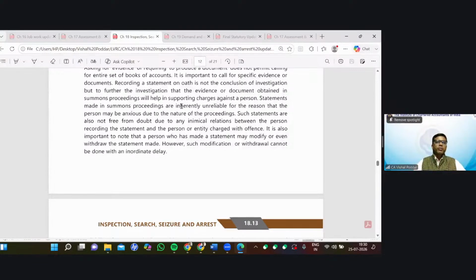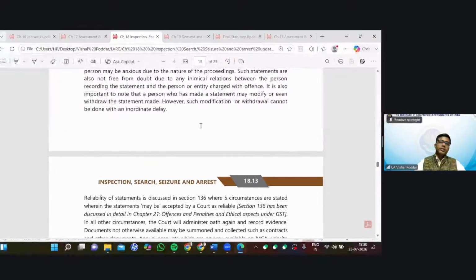Statements made in summons proceedings are inherently unreliable for the reason that the person may be anxious due to the nature of proceedings. Such statements are also not free from doubt due to any inimical relations between the person recording the statement and the person or entity charged with the offense. So these are the reasons why many times such statements may not be considered correct in the court of law.